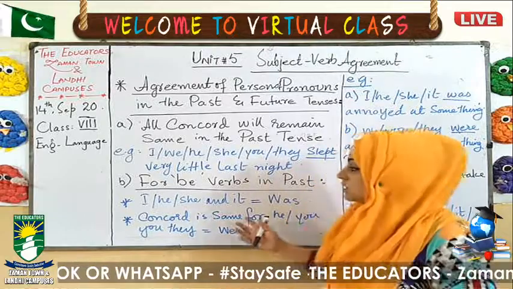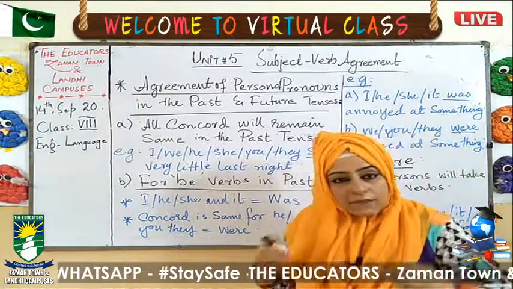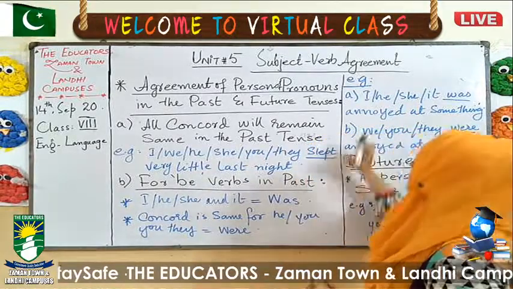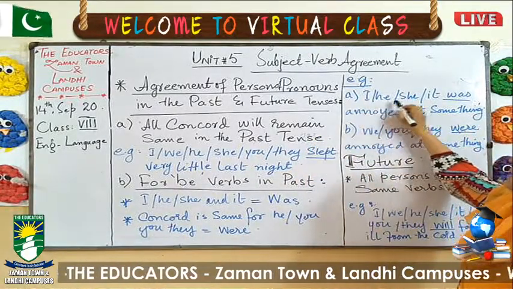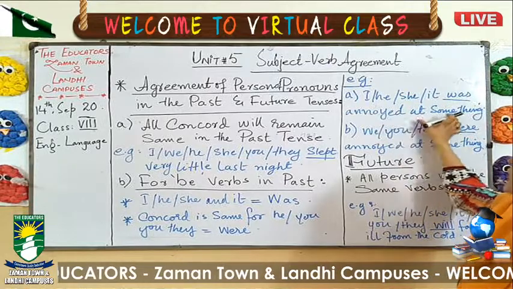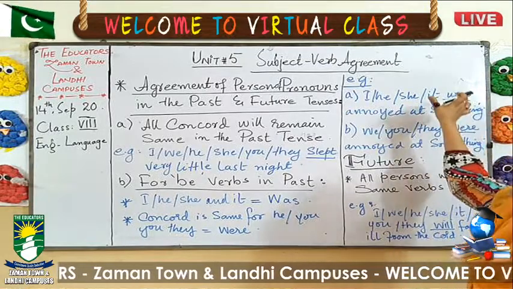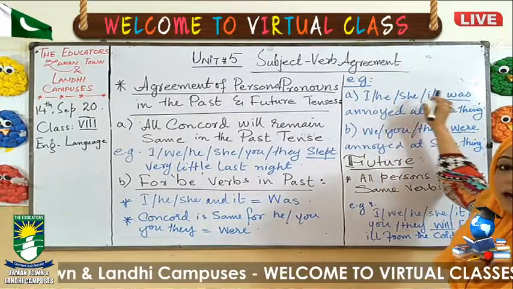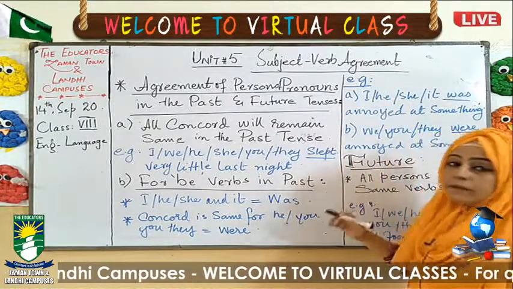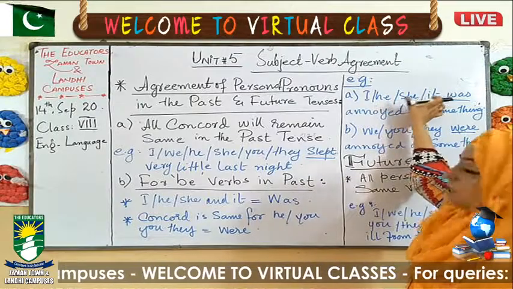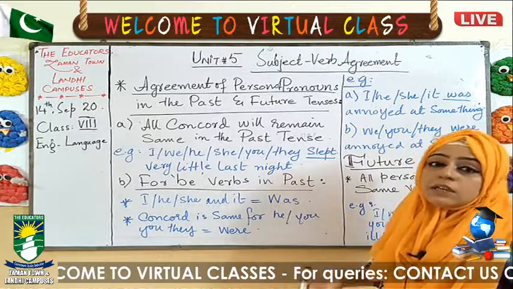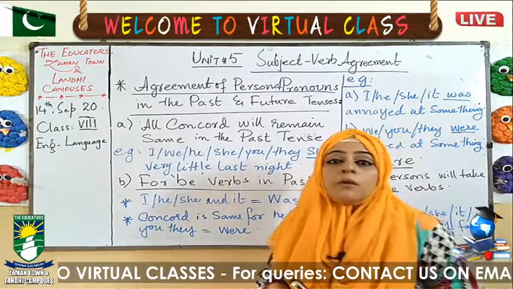So if we have the helping verb, for instance, here is an example: I, he, she, it was annoyed at the same thing. Now, if we have these subjects like I, he, she, it: I is basically first person, but we use was with it, and he, she, it are the third person singular pronouns. For these, we use the be verb was for past tense.